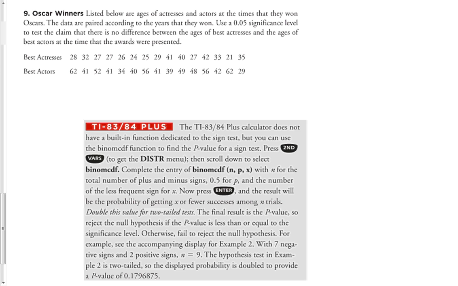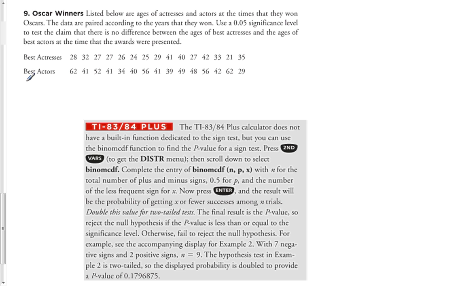So what we actually want to do is find the sign of each of these differences. So we want to know the difference between the best actor and the best actress's age. All right, so let's see. The best actor in this first column here is 62 and the best actress is 28. So the difference between the best actor and the best actress at the time they won. Here, we're going to put the signs in the bottom row.